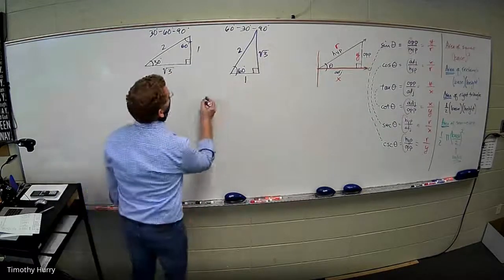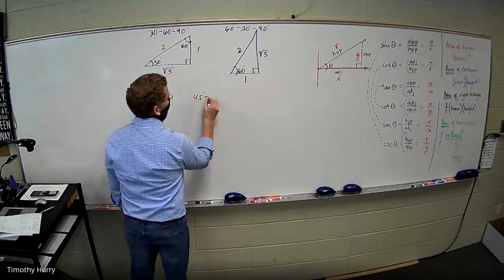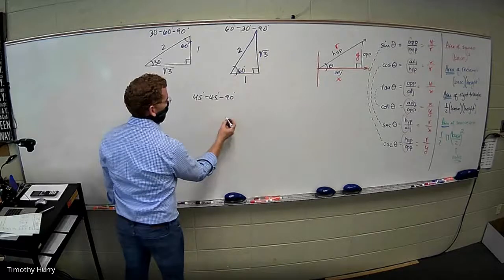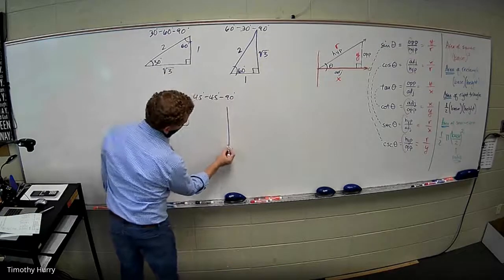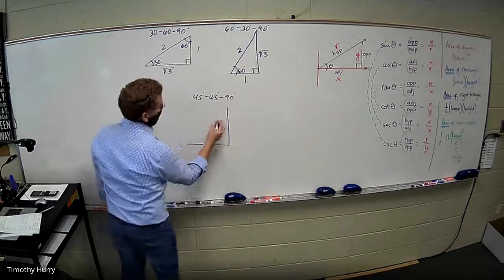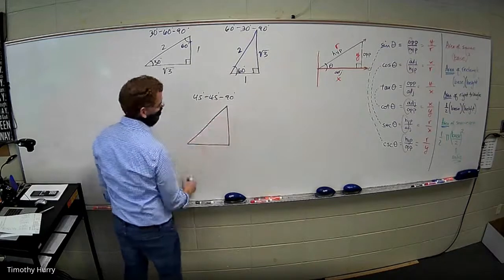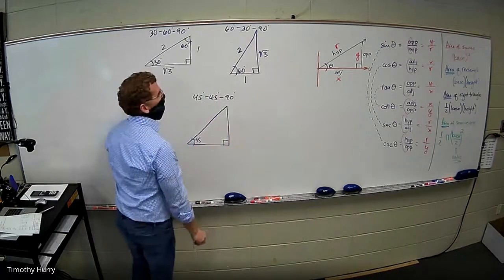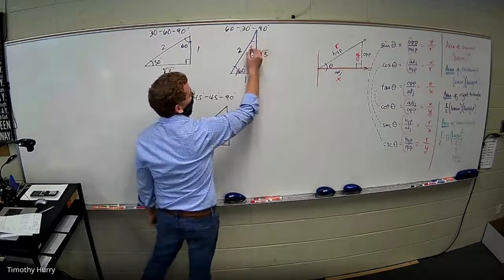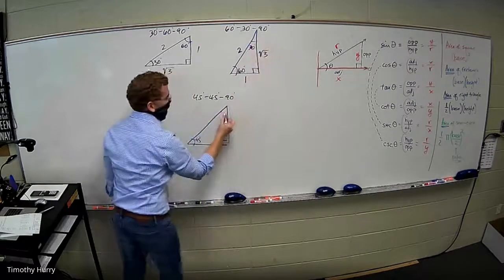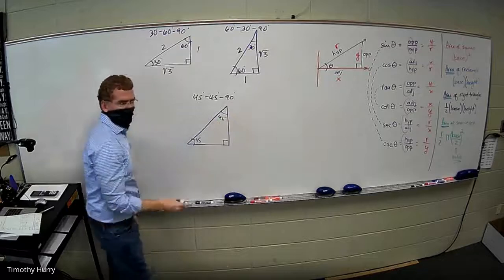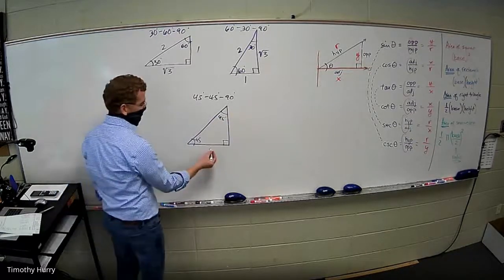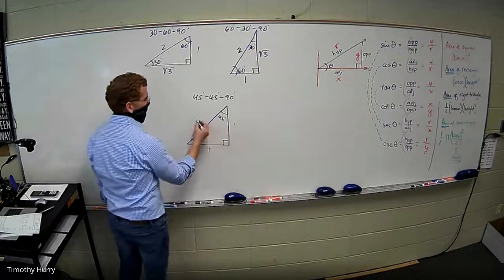And then the 45 is the isosceles right triangle. So a 45, 45, 90. All right. I'll go back and put a 30 in there. So 45, 45, and 90, what are the ratios here? 1, 1, root 2.